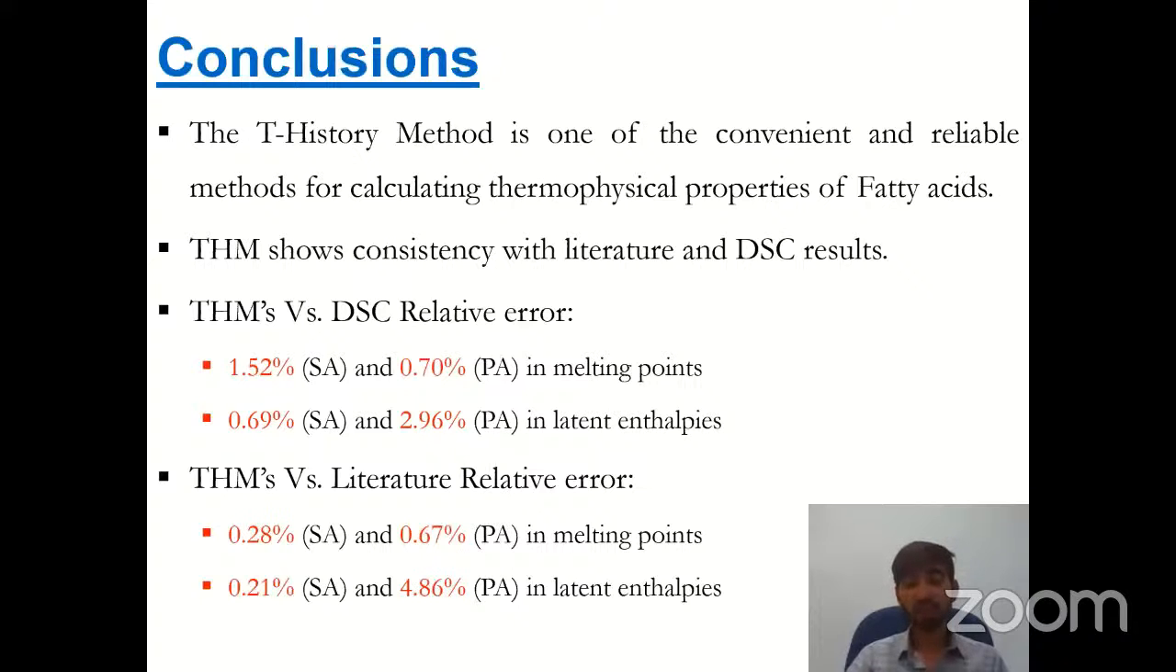And in the case of latent enthalpy, the relative error was 0.21% for stearic acid and 4.86% for palmitic acid. So this research work shows that the T-history experimental method is one of the best and most reliable methods, and it shows very small error compared with the DSC and literature values.